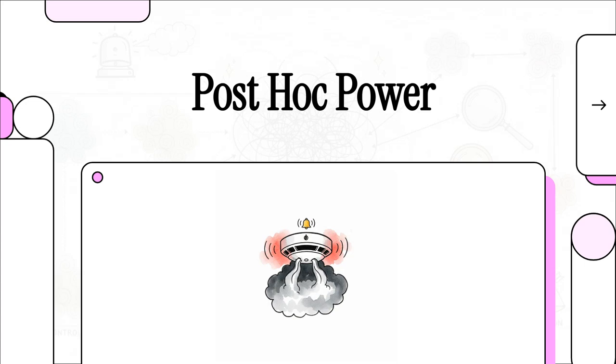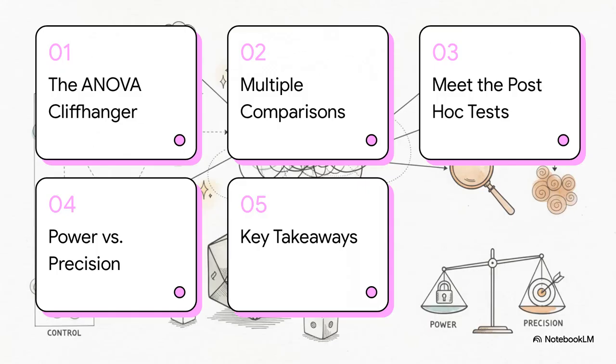Welcome to the Explainer. Today, we're hosting something a little different, what we like to call the Tao Salon in statistics. It's all about finding the right path, the correct flow, for what to do after you get that first exciting result. So here's our game plan. We'll start with the cliffhanger that ANOVA always leaves us on. Then, we're going to talk about a huge trap called the multiple comparisons problem. After that, we'll meet the heroes of our story, the post-hoc tests, understand the trade-offs they bring, and then wrap it all up with some really practical takeaways for your own work.